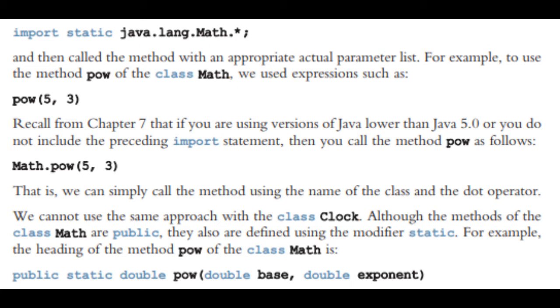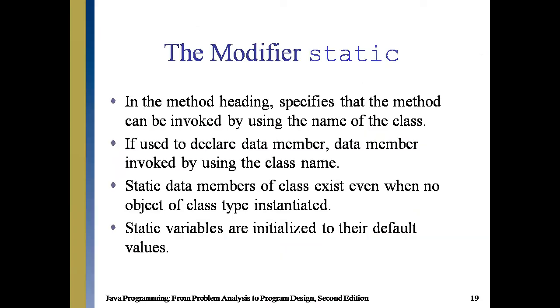Although the methods of the class Math are public, they also are defined using the modifier static. For example, the heading of the method pow of the class Math is public static double pow(double base, double exponent). The modifier static in the heading specifies that the method can be invoked by using the name of the class. Similarly, if a data member of a class is declared using the modifier static, it can be accessed by using the name of the class.